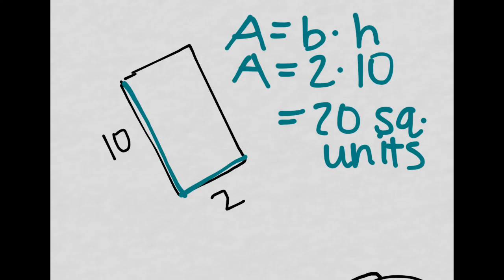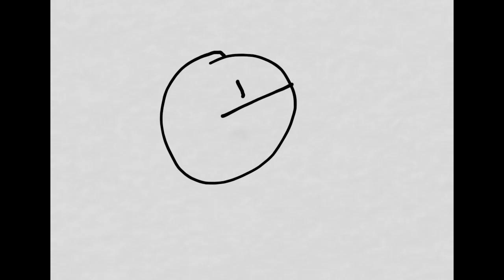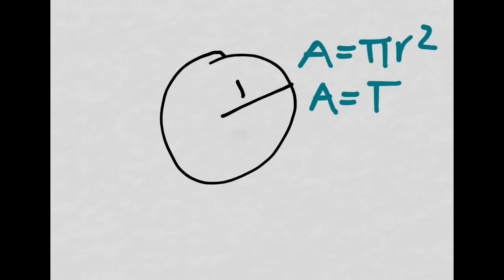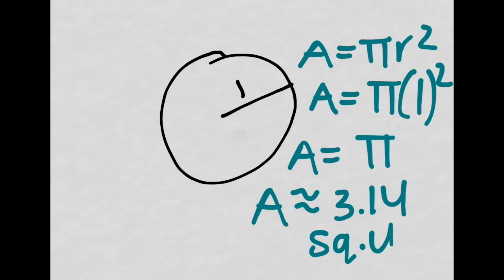Now let's take a look at a circle. The circle has a radius of 1, and we know that the formula for the area of a circle is area is equal to pi r squared. So area is equal to pi times 1 squared. So area is equal to pi, and so area is approximately 3.14 square units.